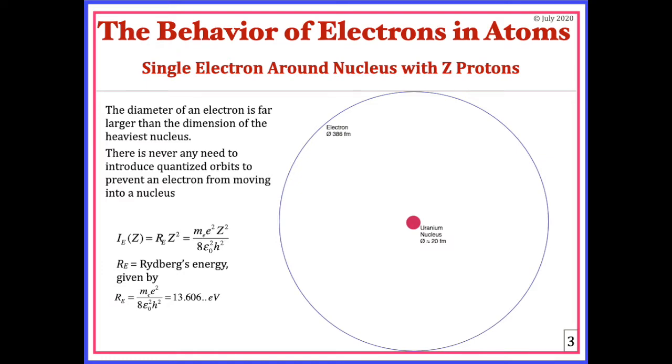From now on, I'm going to talk in terms of the ionization energy, IE. It is the energy required to remove an electron from the potential well in which it has been captured by the nucleus. For a single electron around a nucleus containing Z protons, that is given by IE(Z) = RE times Z squared. That equation is well known and its derivation is independent of the model of the electron. There is no need to derive it again.